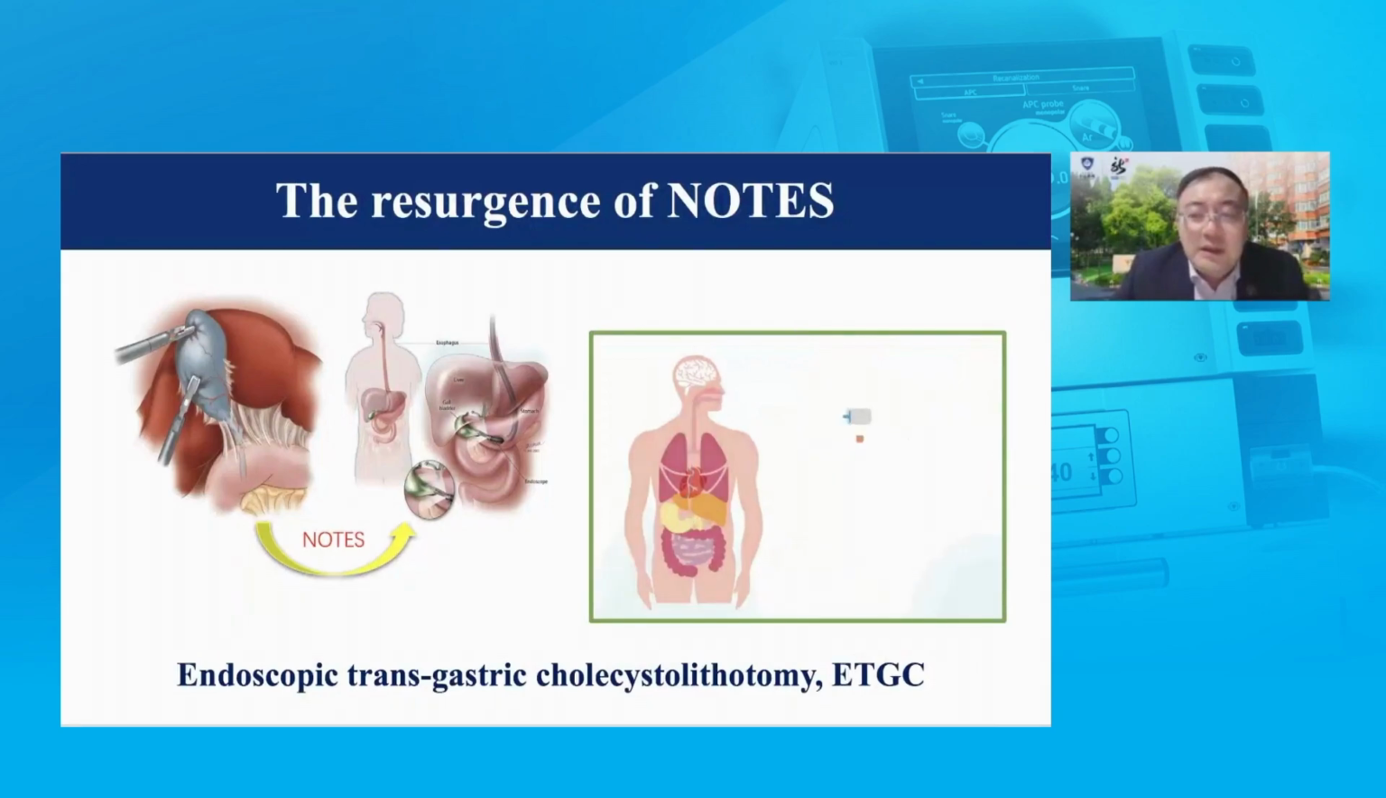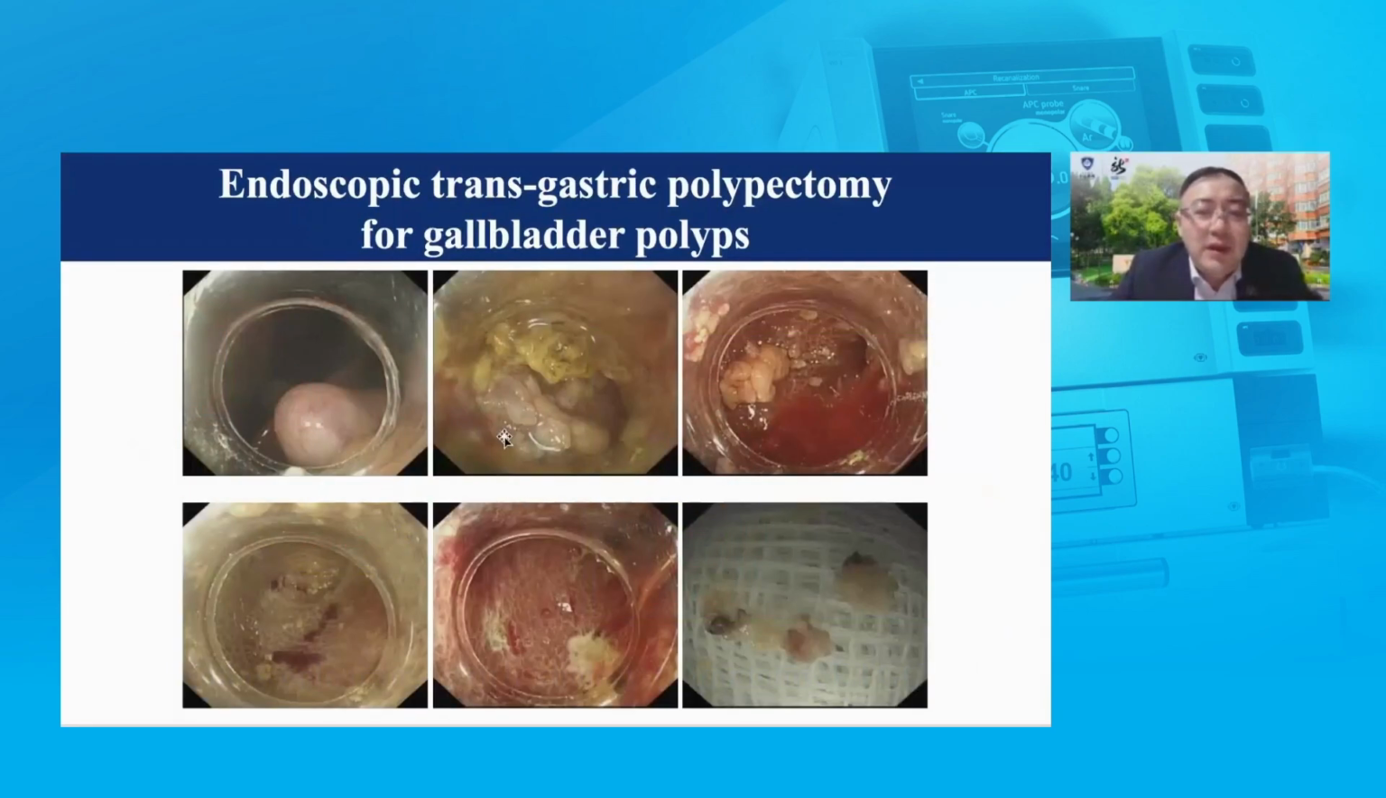This is a pilot in the gallbladder. In China, we performed endoscopic transgastric polypectomy for gallbladder polyps. We always used gastric access to put the scope from the stomach into the abdominal cavity, make a small hole in the gallbladder, and put the scope into the gallbladder lumen.